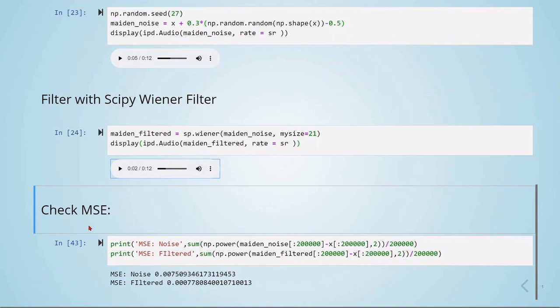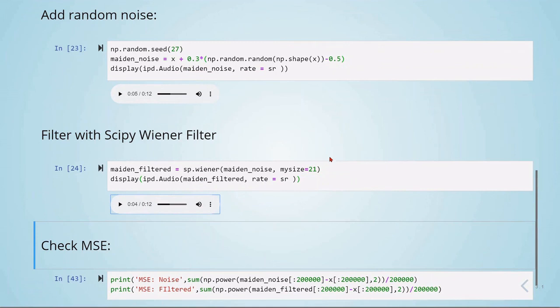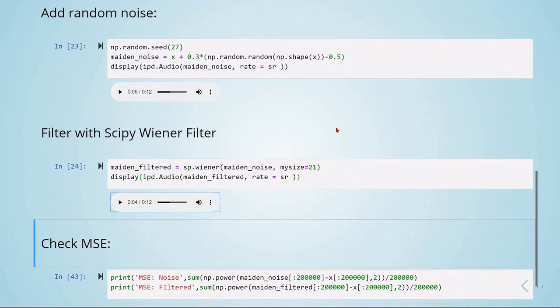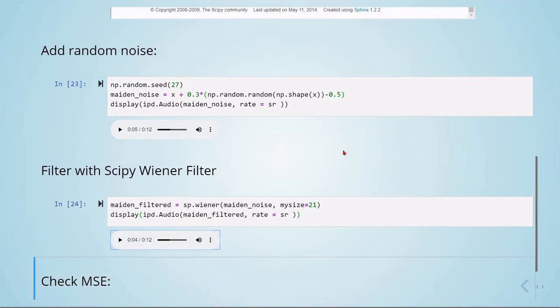Now, if we also check the mean squared error, we see that there is a very, very high reduction in the error. So the Wiener filter is doing what it's supposed to be doing, and it's a matter of fine-tuning it, choosing the number of taps to have a good estimation of the noise power.